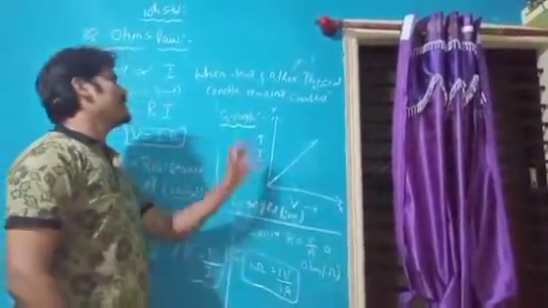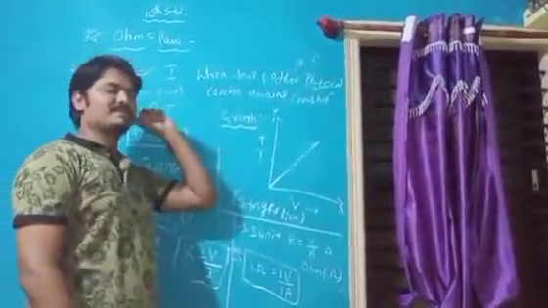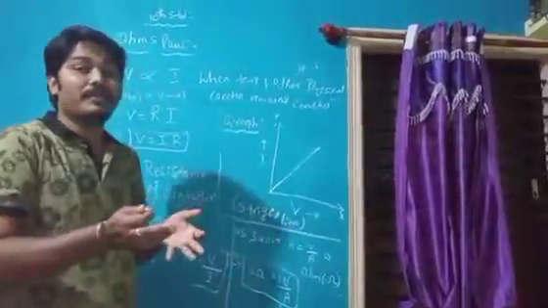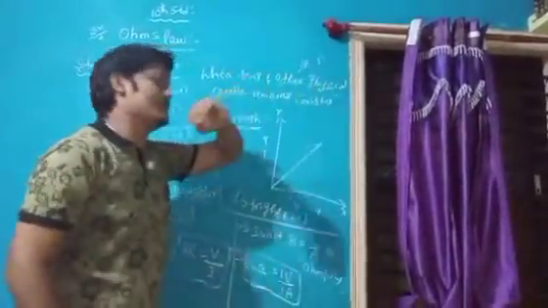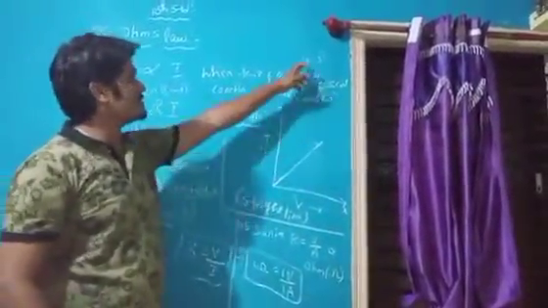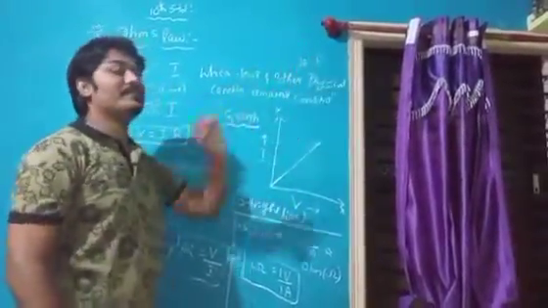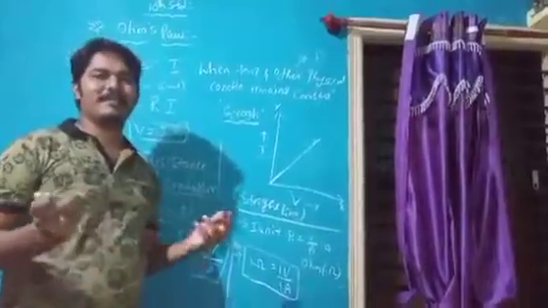Next, we go through how the resistance depends on other physical quantities. Those other physical quantities are nothing but area and length. How resistance depends on area and length will be discussed in the next class.